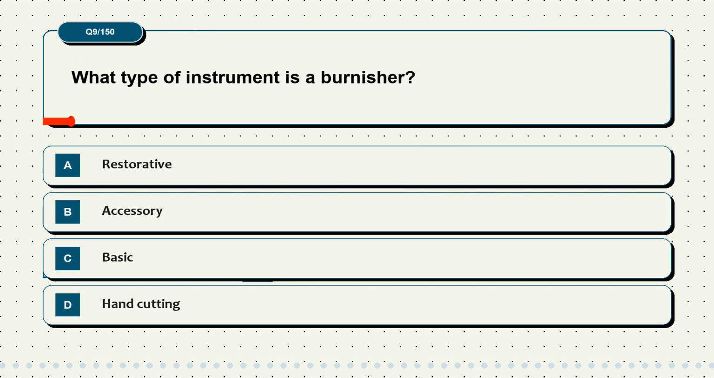Question 9. What type of instrument is a burnisher? Here are the options. Option A, restorative. Option B, accessory. Option C, basic. Option D, hand cutting.